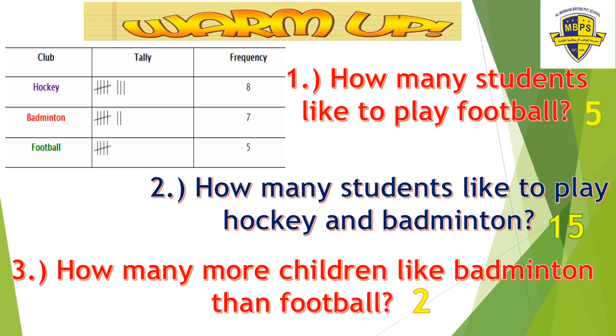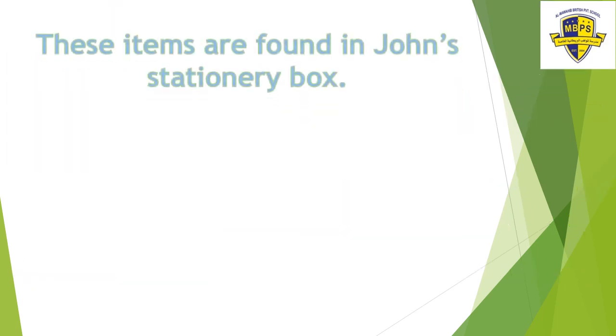All right, children? So how many children like badminton? Very good, 7. And how many like football? 5. So 7 minus 5 is equal to 2. Excellent.